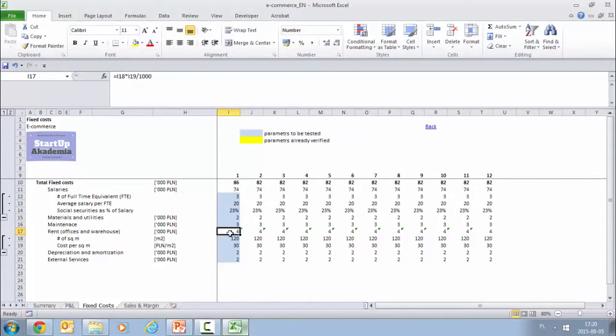Then rent is estimated in an easy manner. We get the square meters, and we have the fee per square meter. We multiply them and we get the cost. So all in all, we get 82,000 per month of fixed costs.